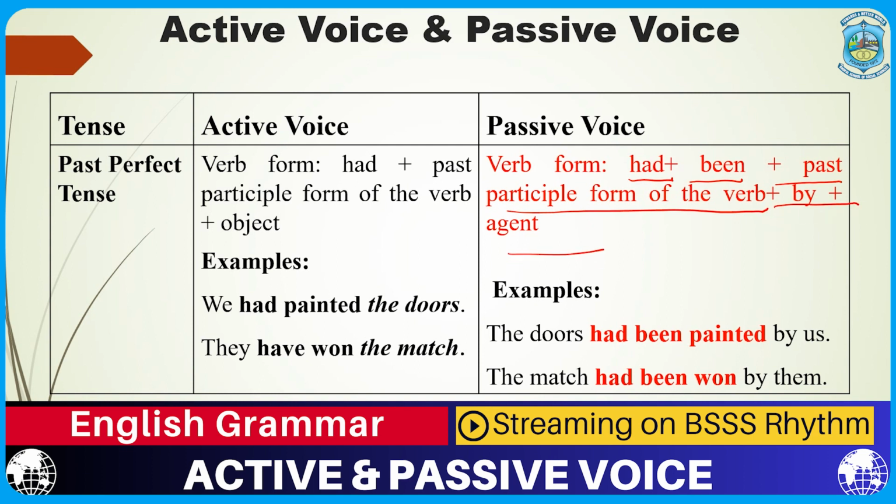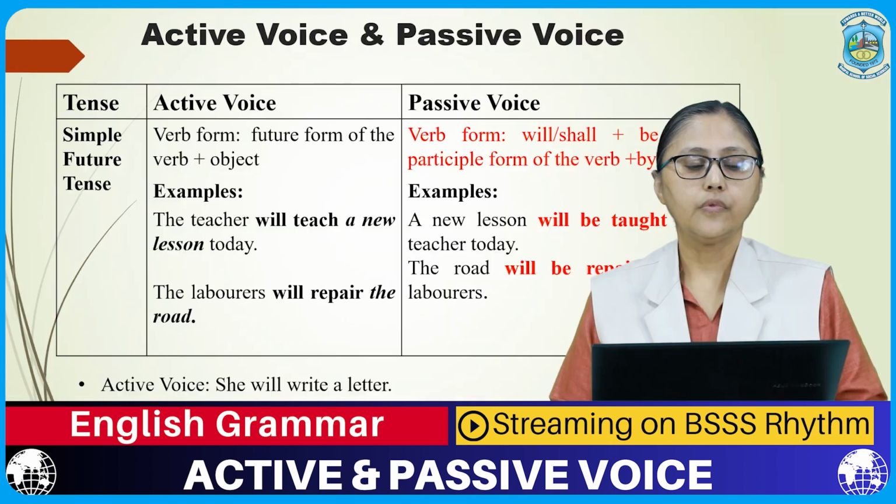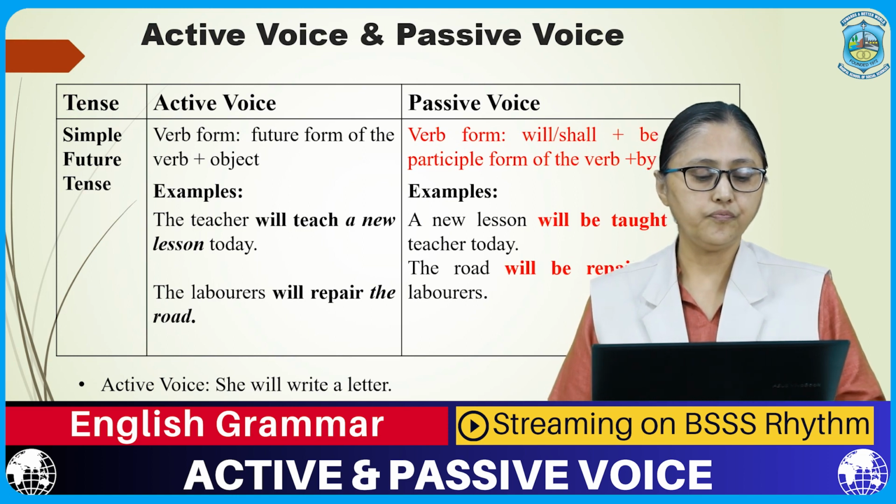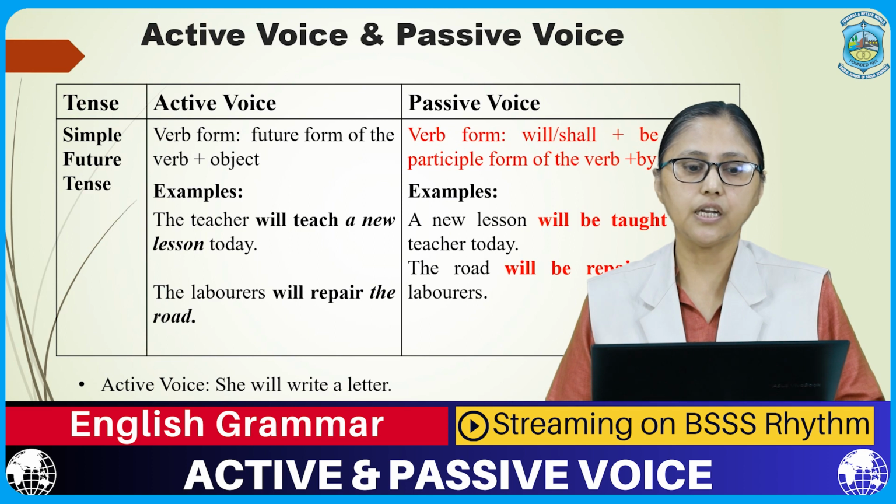And now we have sentences in passive voice. The doors had been painted by us. The match had been won by them. Then we have simple future tense, and the two sentences we have are: The teacher will teach a new lesson today. The laborers will repair the road.